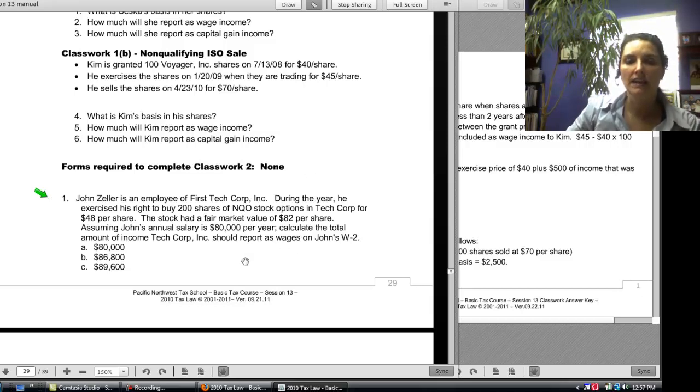So again, what we're looking at is it had a fair market value of $82. He's exercising, though, for only $48 a share, so we're going to go 82 minus 48, which gives us $34 a share. How many shares? 200. The amount, therefore, to add to his W-2 is going to be $6,800. If his salary is $80,000 for the year, you would be looking to see that he has a W-2 at the end of the year showing $86,800 of wages paid.